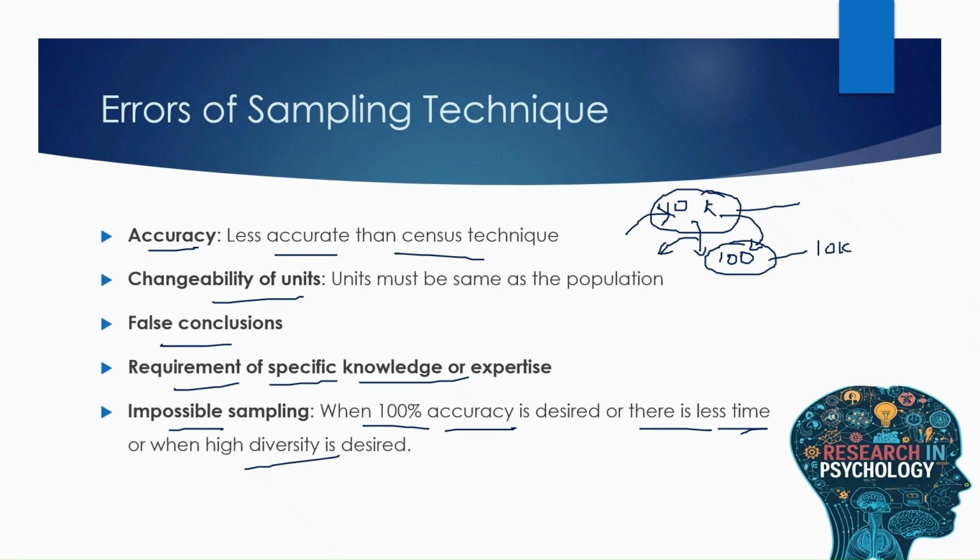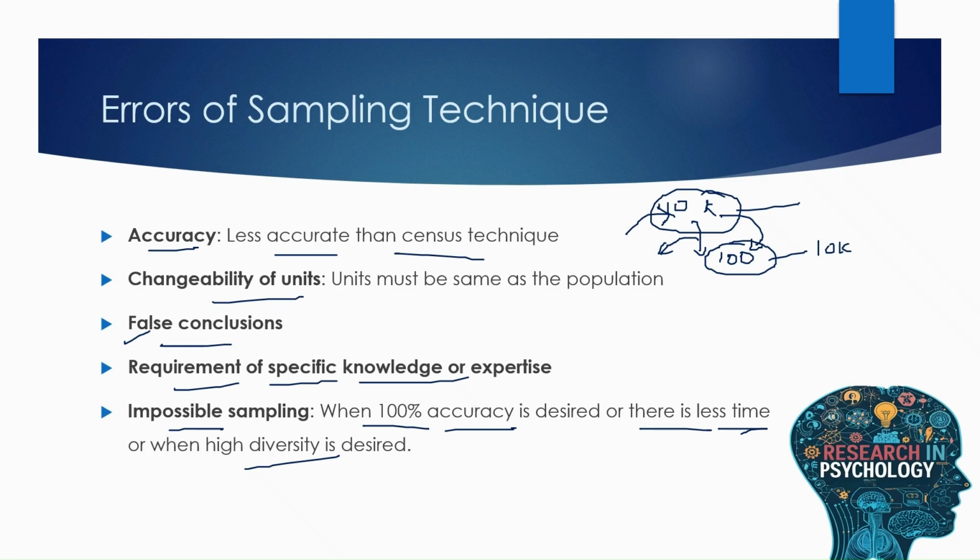So these are the reasons of errors of sampling technique. Why a sampling technique can give an erroneous result. First of all, it's not as accurate as a census technique. Then the units must be kept consistent, and they should be in harmony. Then if the sample is not properly chosen, it can give false conclusions. Then a particular expertise and knowledge is required for you to perform the sampling in a population.